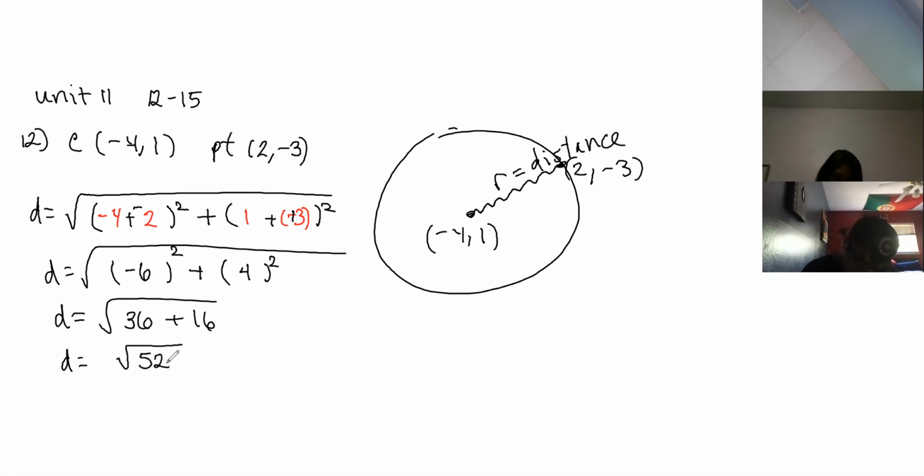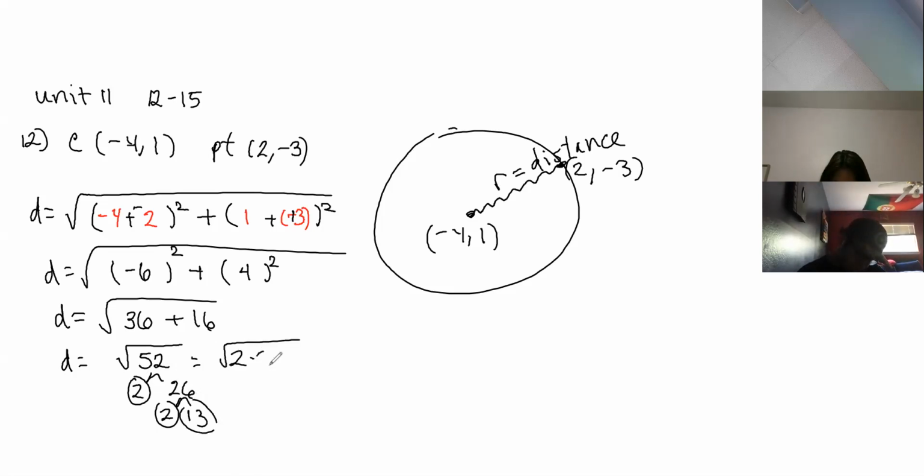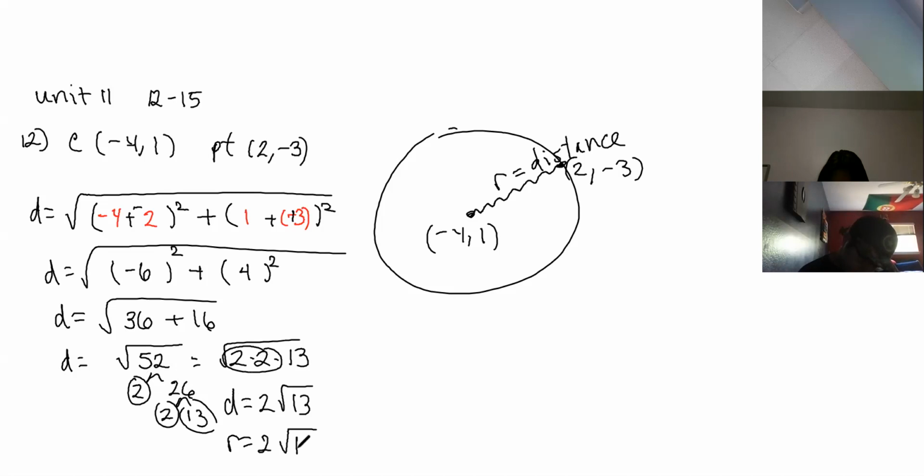All right, does 52 break down to any numbers that can be taken out? Yeah, because 52 divided by 2 is 26, and 26 divided by 2 is what? 13. So this is 2 times 2 times 13. The 2 comes out. So what is the distance? 2 root 13. So your radius is 2 root 13.